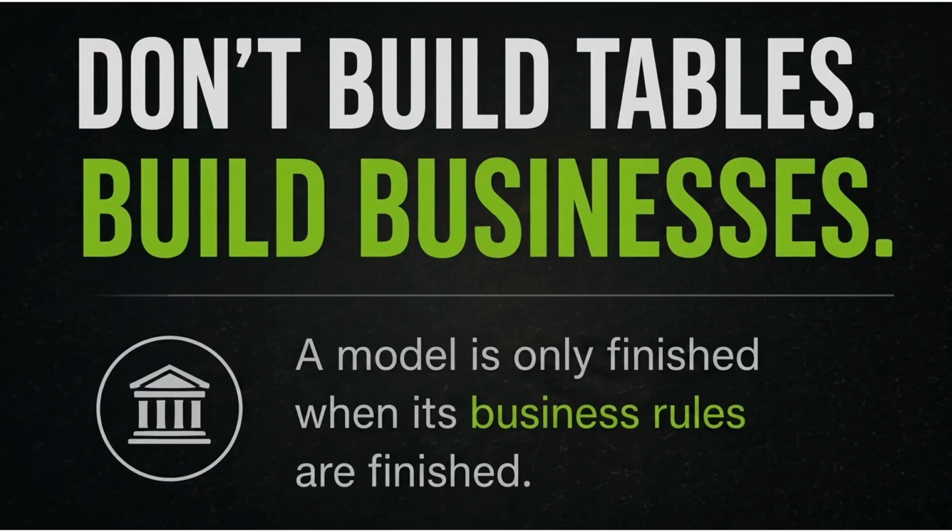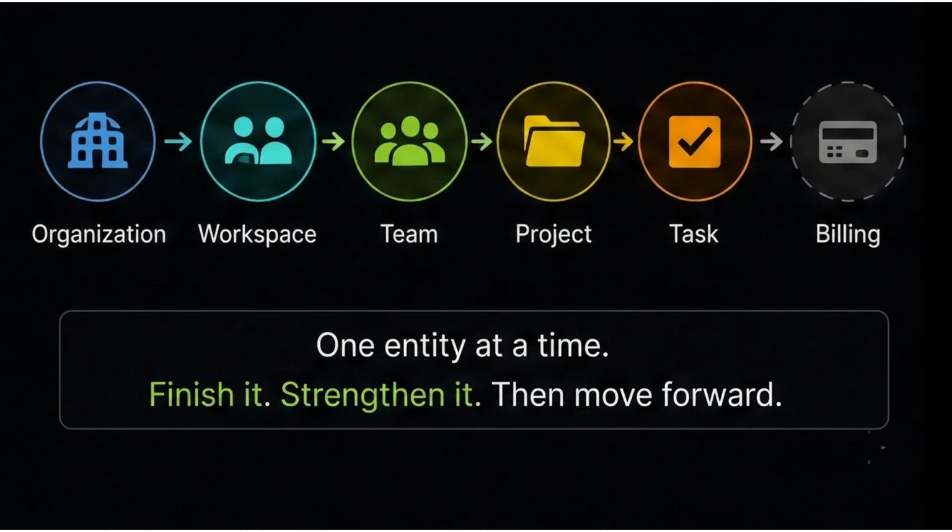Don't build tables, build businesses. A model is only finished when its business rules are finished. You can take TaskForge as an example, where I built organization first, then workspace, team, project, tasks. Before getting to workspace, the organization lifecycle has to be completed and done before I move to workspace and eventually add all the other features. Then billing is like the cherry on top. So one entity at a time: finish it, strengthen it, then you move forward.